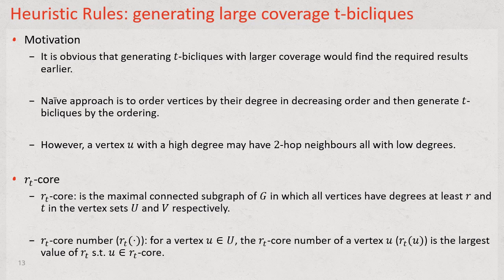Therefore, we propose a novel measurement for each vertex on the U side denoted by RT core number. We first introduce an RT core, which is defined as the maximal connected subgraph of G in which all the vertices have degrees at least R and T in the vertex sets U and V respectively. Further, the RT core number of a vertex U is the largest value of RT such that U belongs to that RT core. Once the RT core number is defined, we may move towards the heuristic rules.